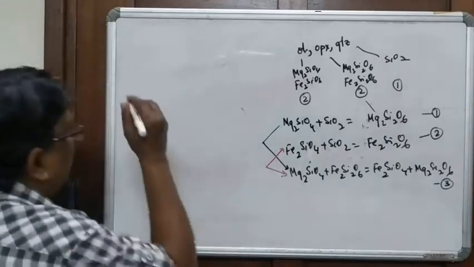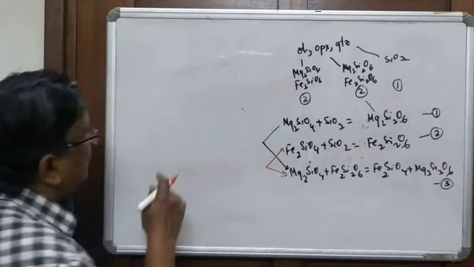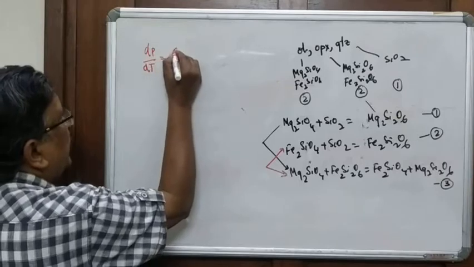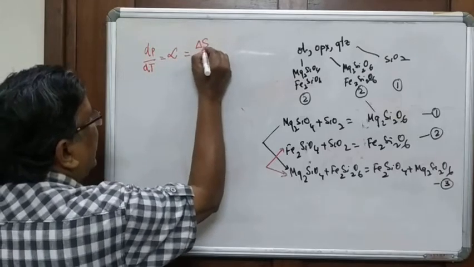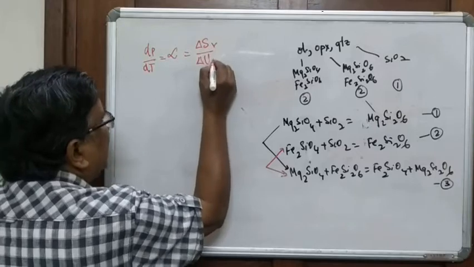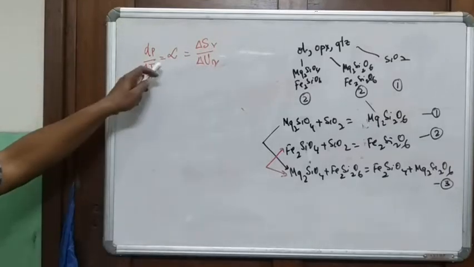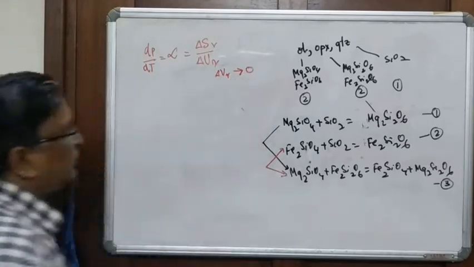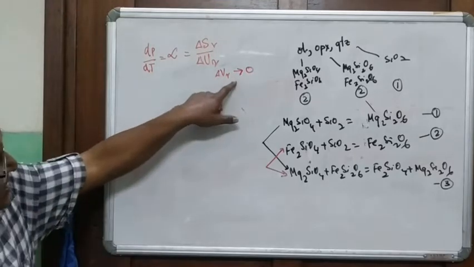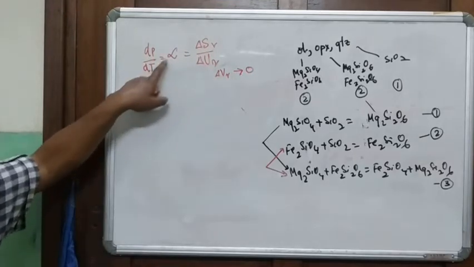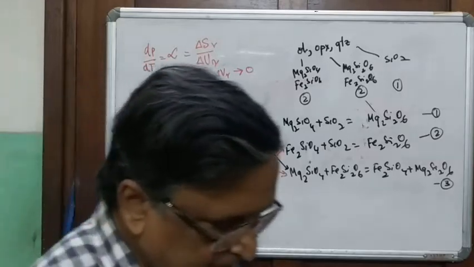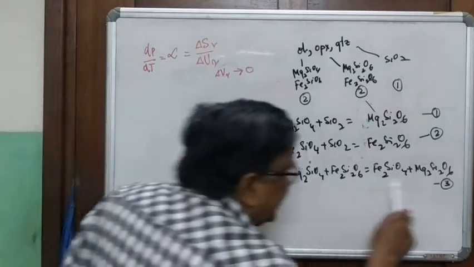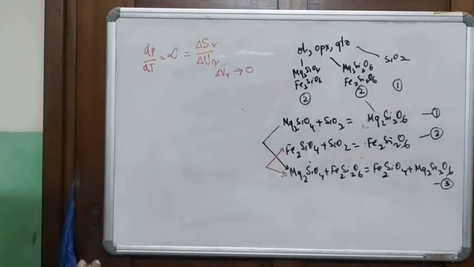Remember, for a reaction, dP by dT is equal to infinity; this is delta S R of the reaction by delta V R of the reaction. This infinity can be done if delta V R tends to 0. If delta V R tends to 0, then dP by dT should tend to infinity. This theory I know. Now I will take reaction 3. Why? I will tell you why.